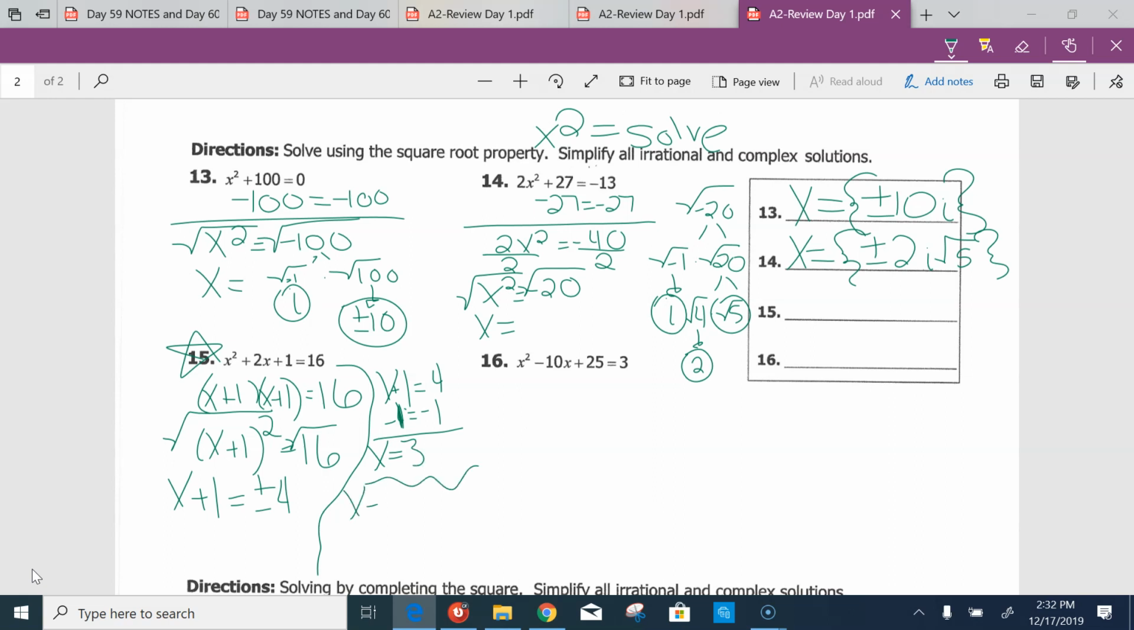Now I do the other one. I'm going to do x plus 1 equals negative 4. You subtract 1 from both sides. And negative 4 minus another 1? Negative 5. So your answers are x equals negative 5 and positive 3.